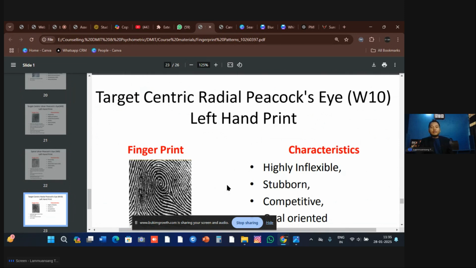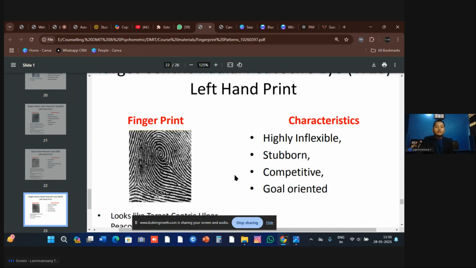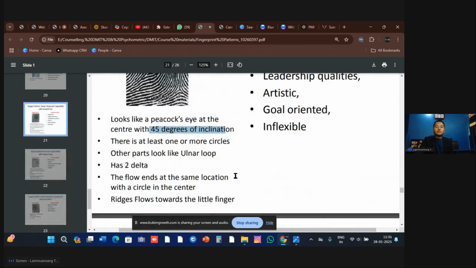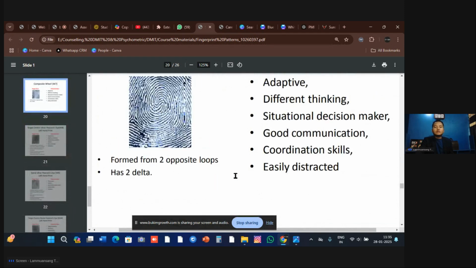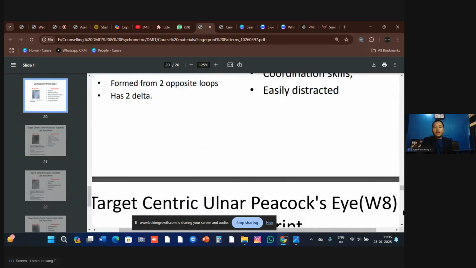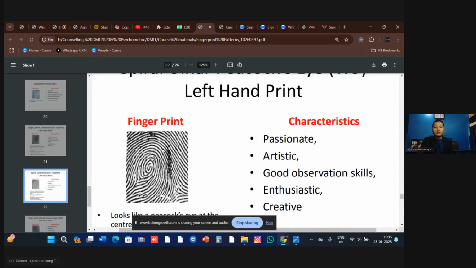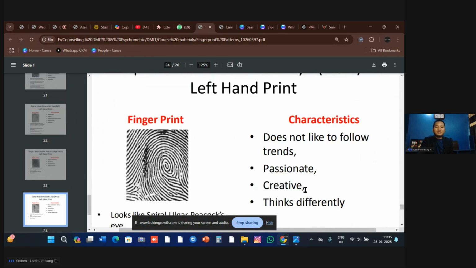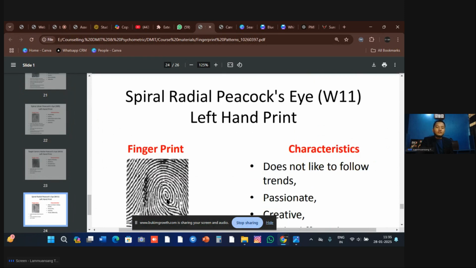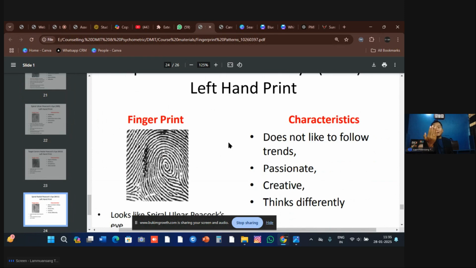And on the other hand, W10 and W11, they are the same. The opposite of W8 is W10. The opposite of W9 is W11. Just remember this. Very easy. Opposite, when I say opposite, like a mirror, okay? See, this is spiral, right? And the tri radius is on the left.